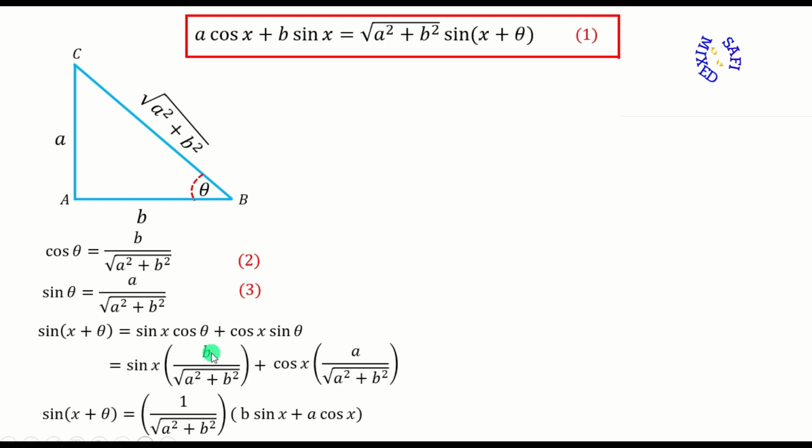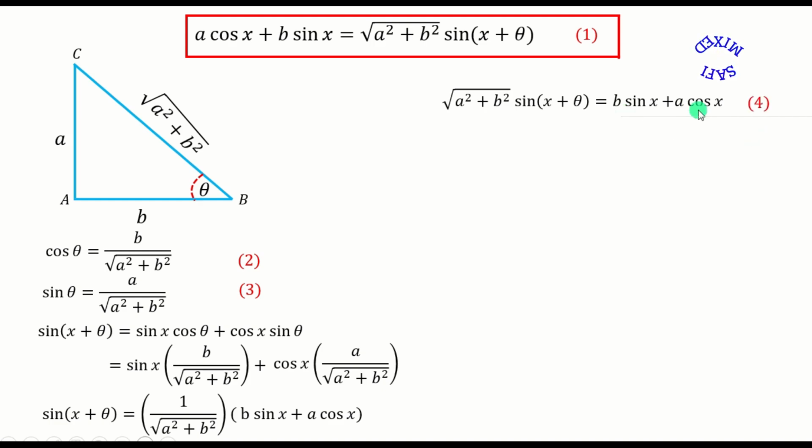This b multiplied with sine x would make it b sine x, and this a multiplied with cos of x would make it a cos x. And now if I take the denominator to the left side of the equation, I can rewrite this equation into this form.